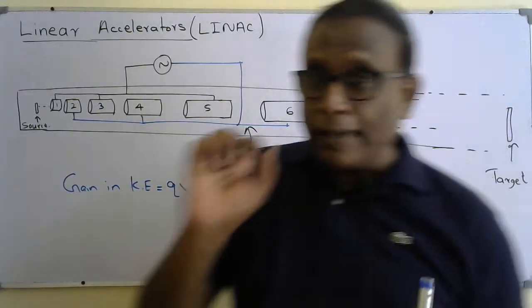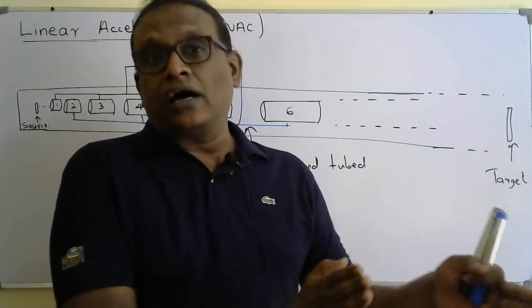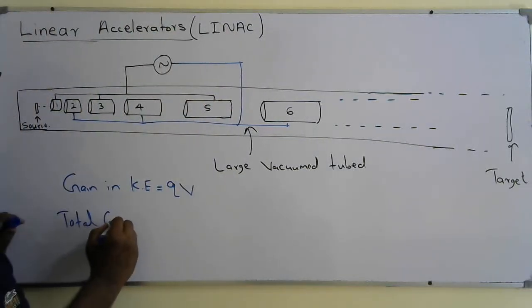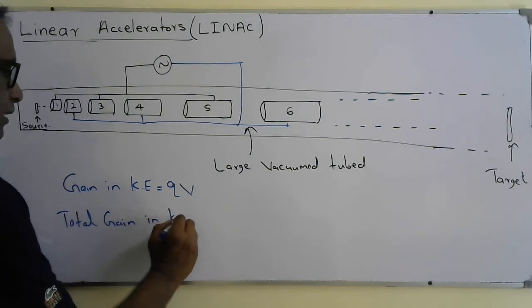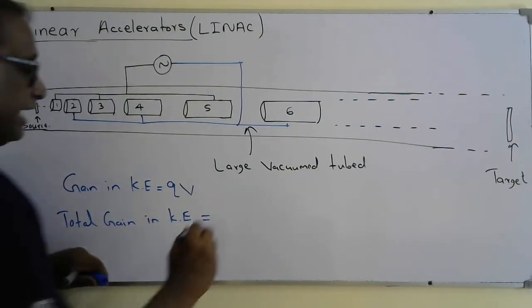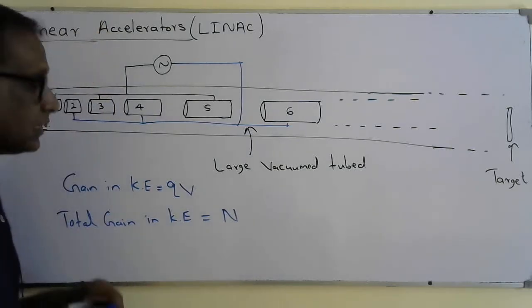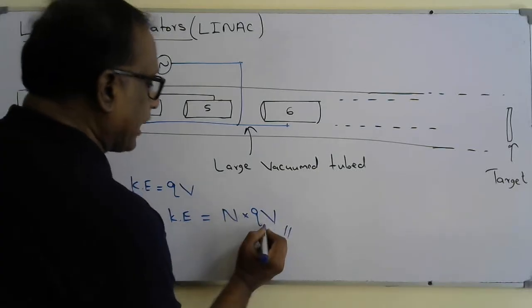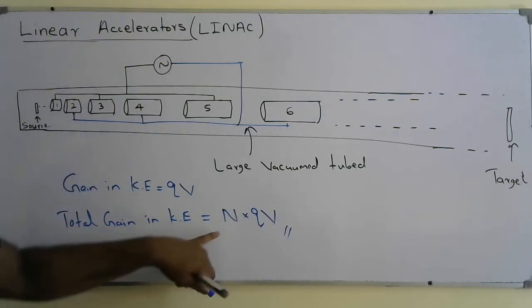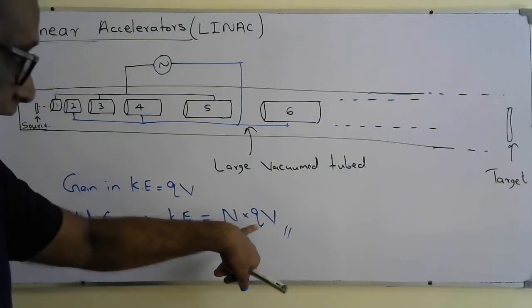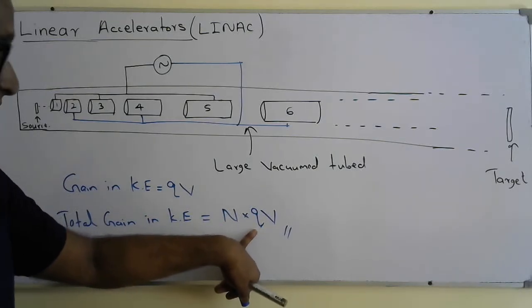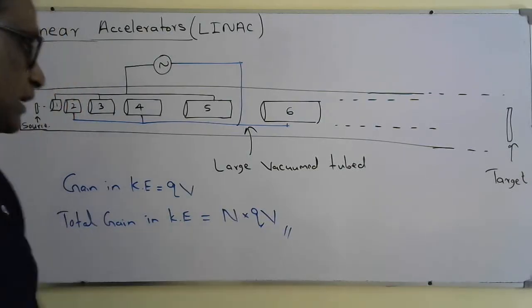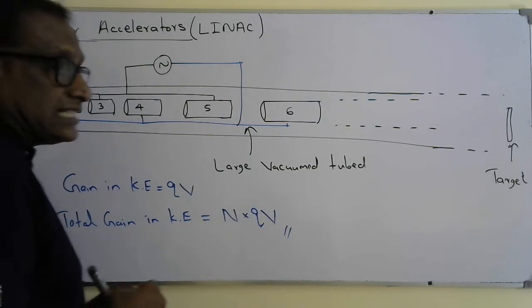So if there are capital N number of gaps, the total gain in kinetic energy is equal to N, the number of gaps between the drift tubes, times QV. This is the answer you can use whenever they give a numerical calculation: number of gaps between the drift tubes times the charge of the particle being accelerated times the potential difference applied across the drift tubes. How long will the particle spend inside the drift tube?